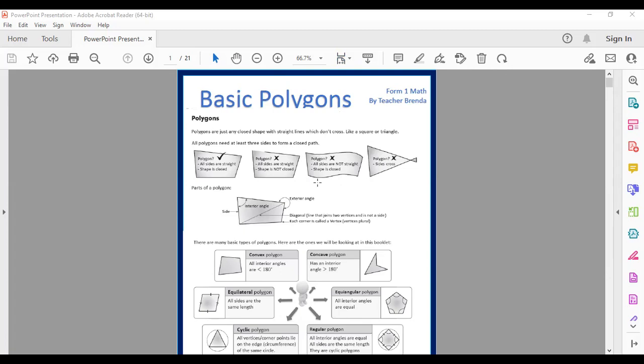Okay, first page, you see this. You have to take some time to read it. I'm not going to read word by word. You will need to know what is the definition of a polygon.